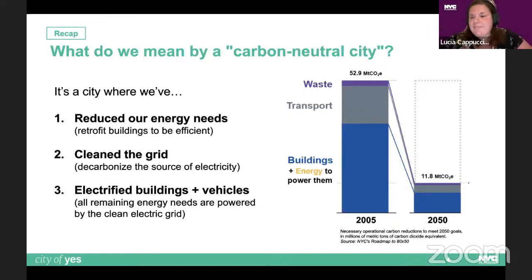namely heat pumps. As you can see in the chart, the key driver of New York City's carbon emissions by far is our building sector. And there's a big relationship between our buildings and the zoning laws that govern them.